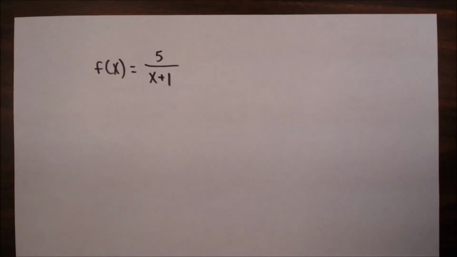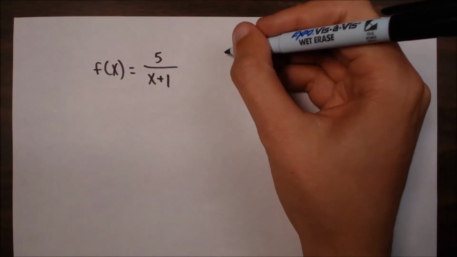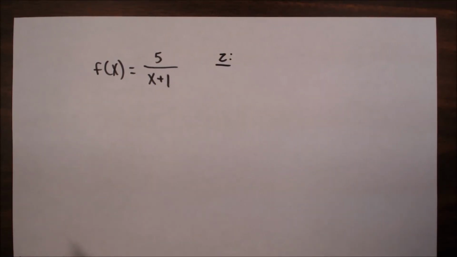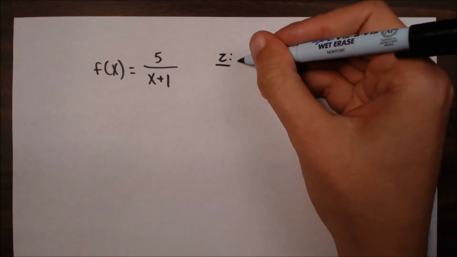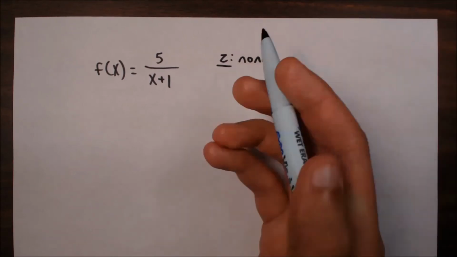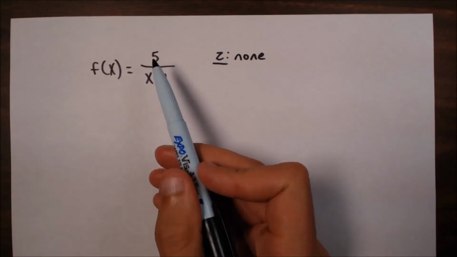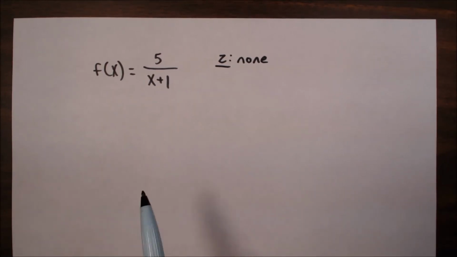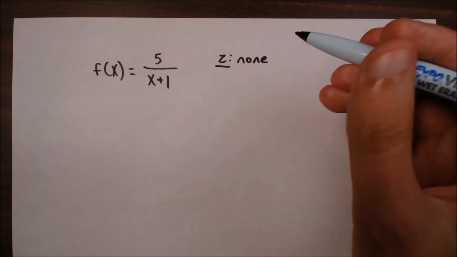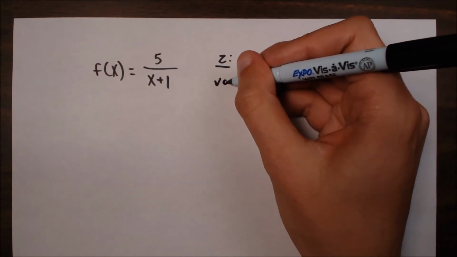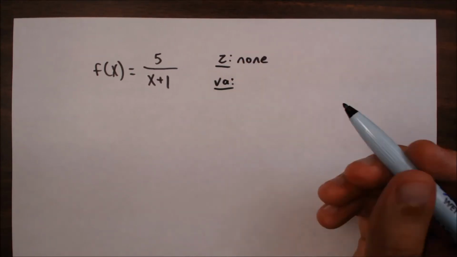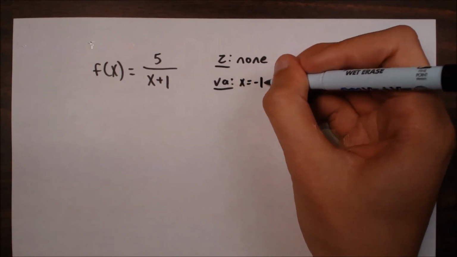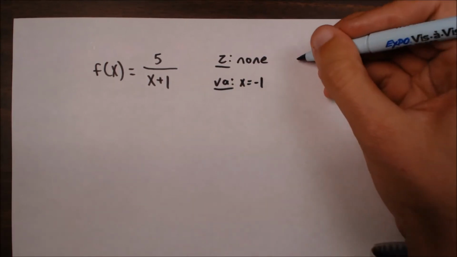Okay, and one more example. So again, let's start out by identifying what the zeros are. What can I plug in for x that would make the numerator 0 here? None. There is no x in the numerator, so there's nothing I can plug in that would give me a 0 in the numerator, which means this graph is not going to cross the x-axis. Vertical asymptote, -1. Or you could say x equals -1. If you just want to say -1, I'm okay with that.